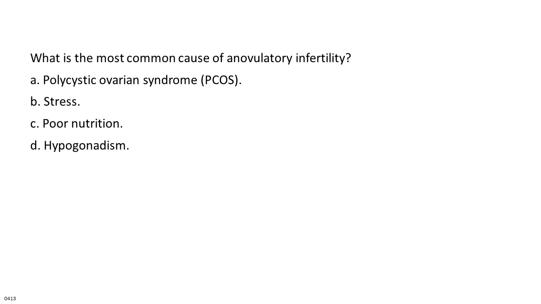What is the most common cause of anovulatory infertility? A. Polycystic ovarian syndrome, PCOS. B. Stress. C. Poor nutrition. D. Hypogonadism.